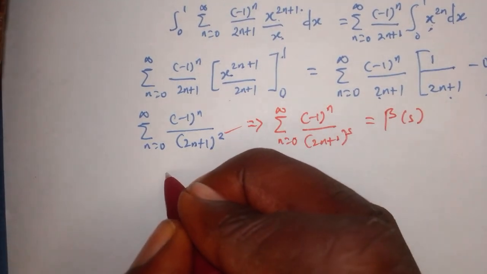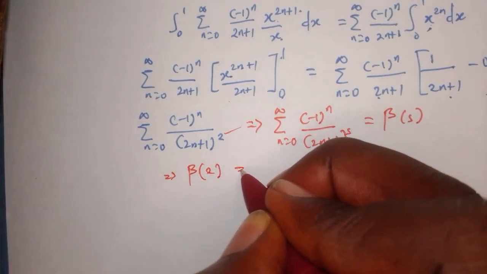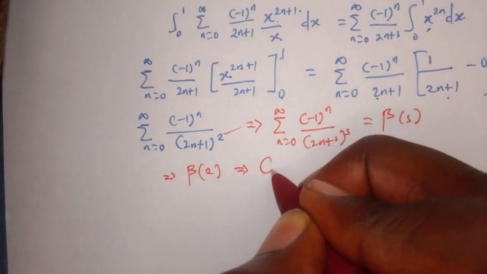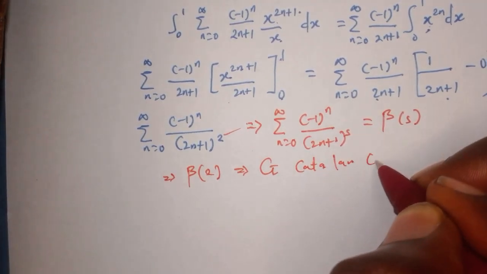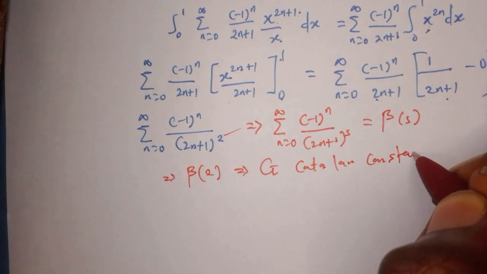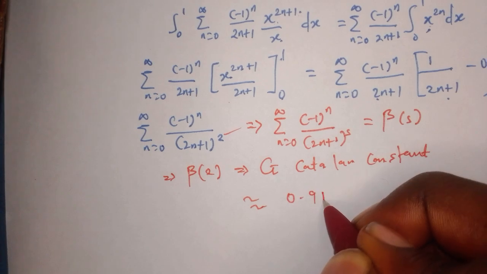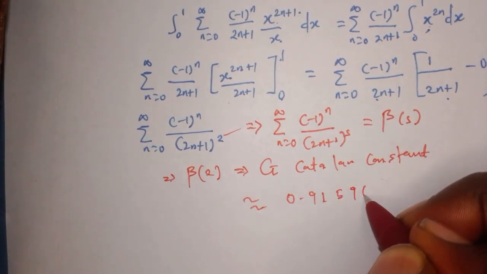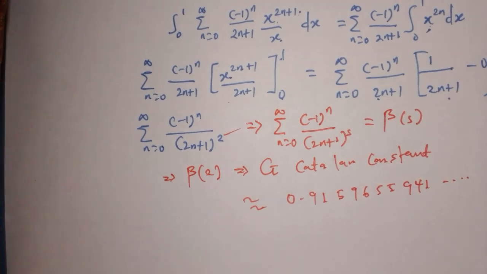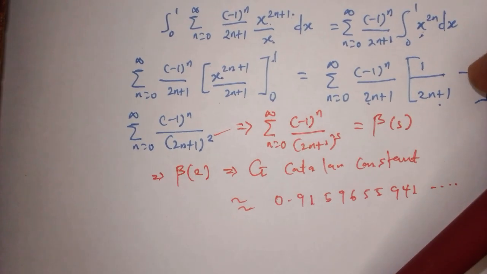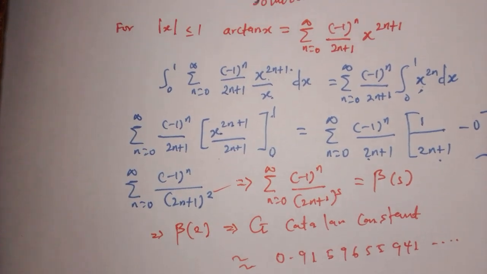So we can have beta of 2, and beta of 2 will give us what? The Catalan constant G. This is approximately equal to 0.91596555941. Okay, so that is the answer to that question, and we have a good result, which is a constant in mathematics, the Catalan constant.